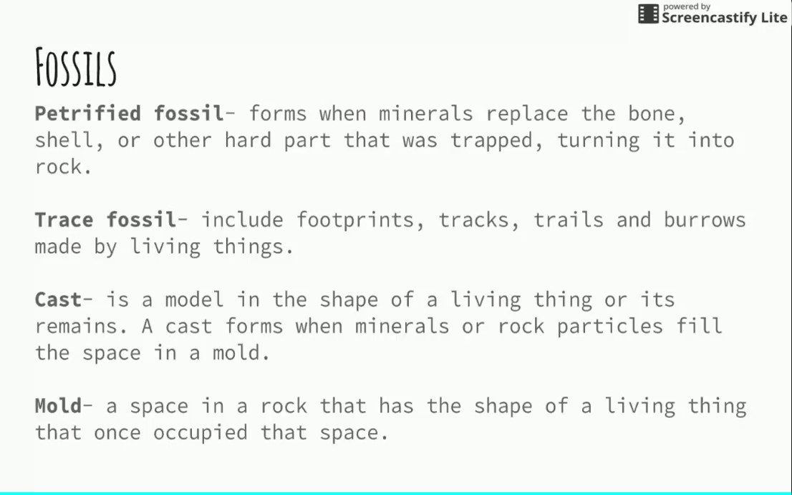There are the petrified fossils, which form when minerals replace the bone, shell, or other hard part that was trapped, turning it into a rock. There's trace fossils, and these are footprints, tracks, trails, and burrows made by living things. Cast fossils, which are a mold of the shape of a living thing or its remains, and form when minerals or rock particles fill the space in a mold. And then there's also a mold fossil, which is a space in the rock that has the shape of the living thing that once occupied that space. If you think about the cast and the mold, they're a little bit similar, but basically a cast can only be created if a mold fossil is already present.